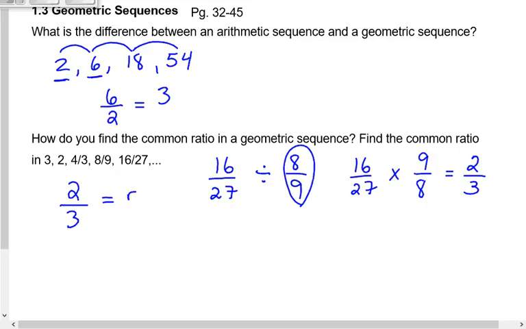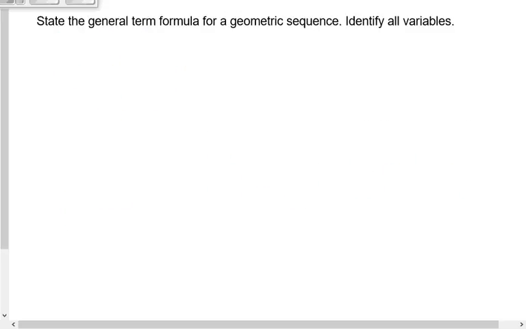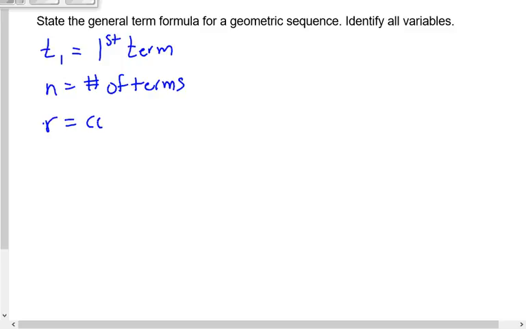So what we want to do next is talk about the general formula again for a geometric sequence. We're going to see a lot of the same variables used again. So let's start off with the variables. T1 is equal to the first term. N is the number of terms. R is the common ratio. So rather than having a common difference of D, we have a common ratio this time, which is R. And then Tn, of course, is the nth term. Okay, so this is the only new variable, and it's just replacing D.